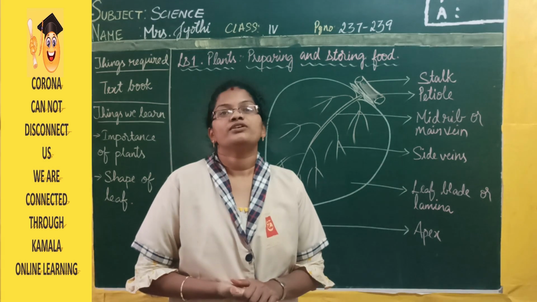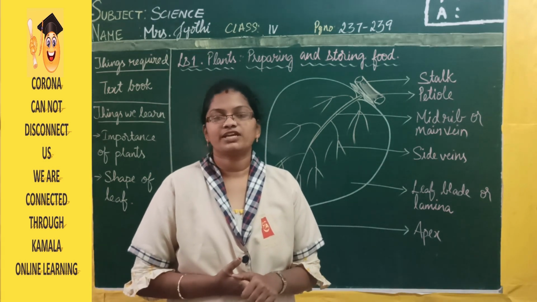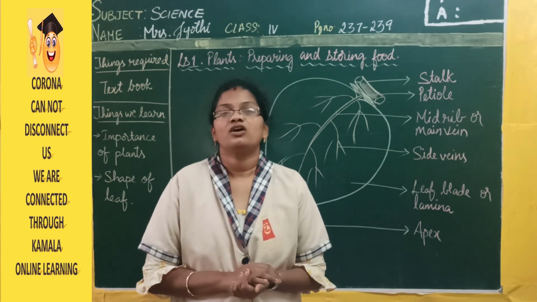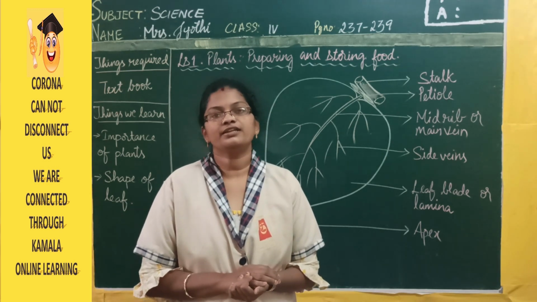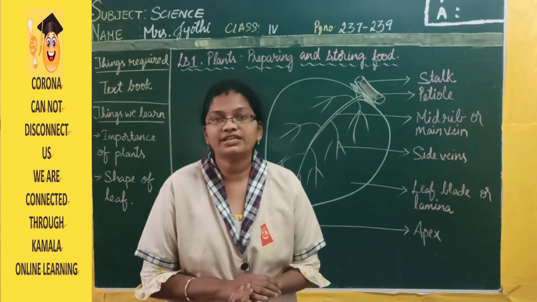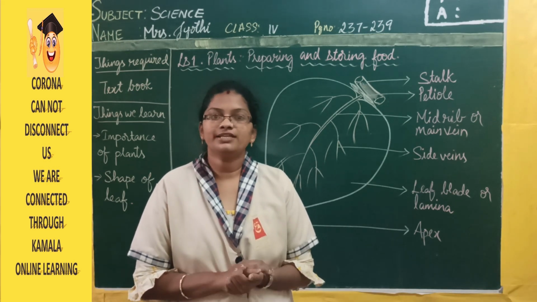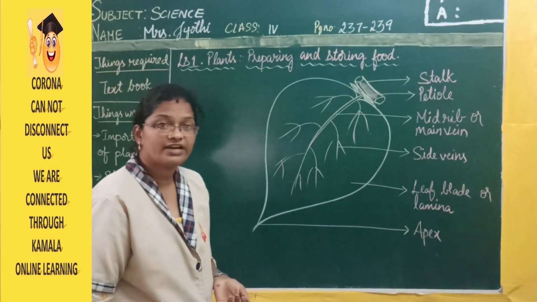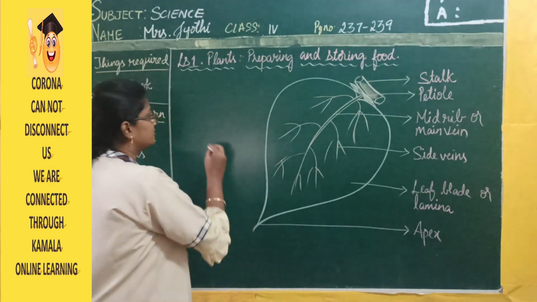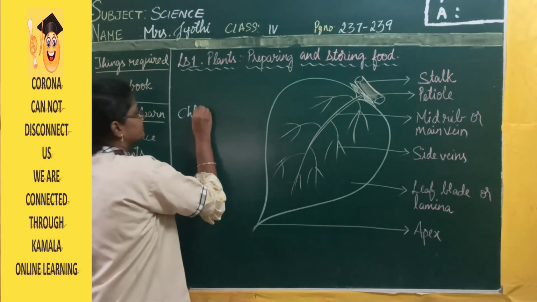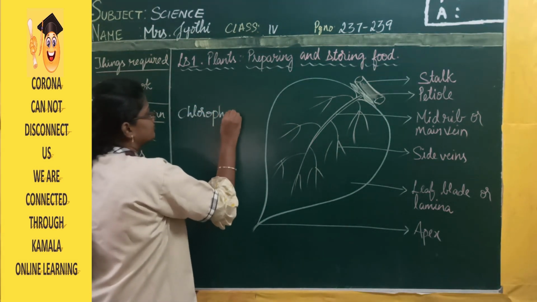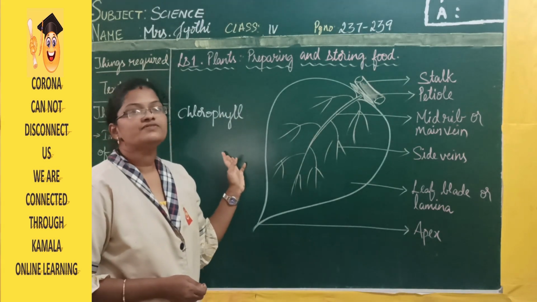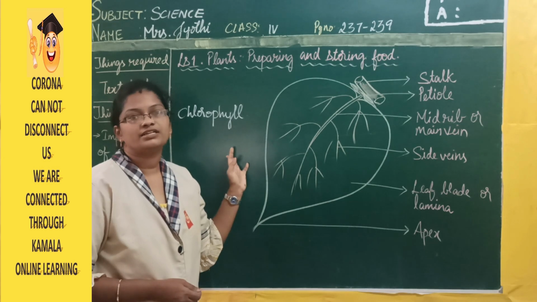Wherever we see around us, most of them are plants. As soon as we see a plant, all the plants look green in color. So why do they look green in color? Because in the leaves they have a pigment called chlorophyll. Because of this pigment, the leaves look green in color.